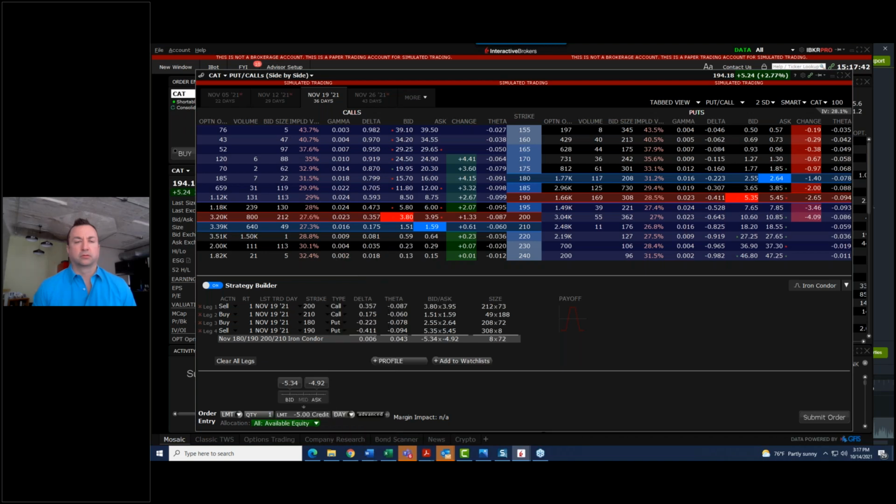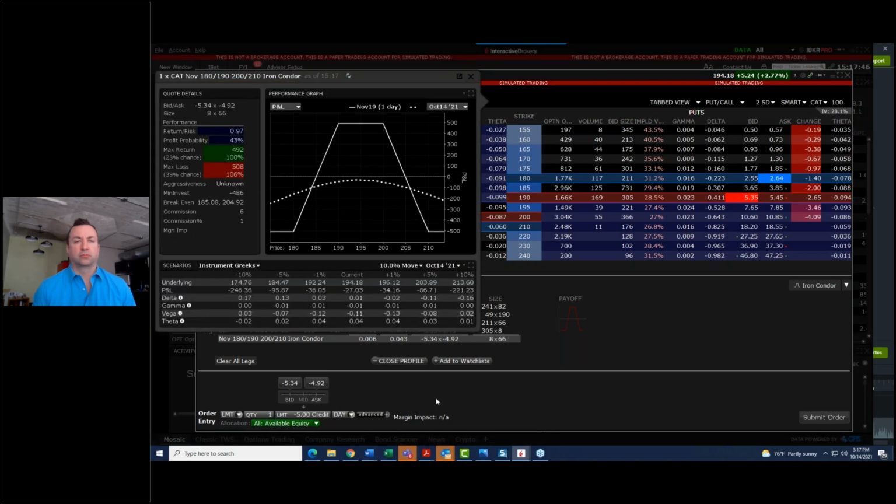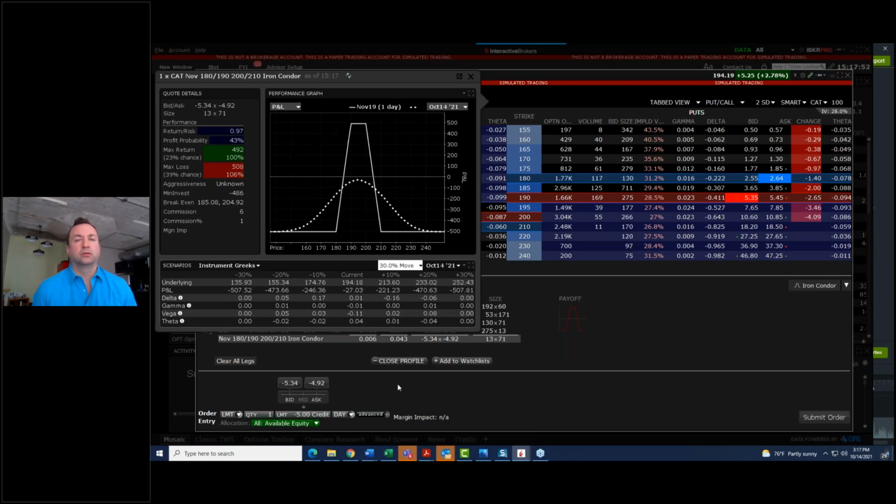minus 5. Let's now look at the profile there. We've evened that up a little bit. There we go. And I'll set that to say a 30% move, so we can get a better profile there. So on a single contract there with 4 legs, I'd be getting about $500 credit with a maximum loss there of $508 outside the break evens, 185.08 and 204.92.